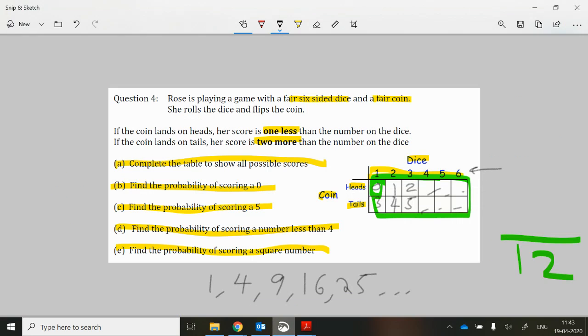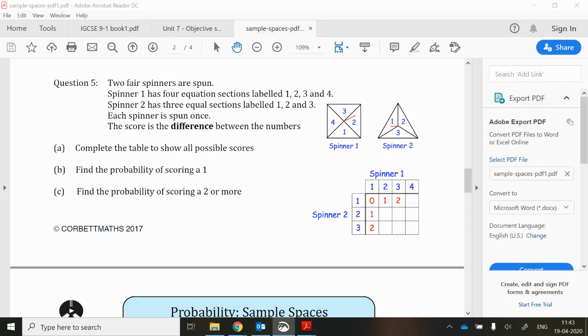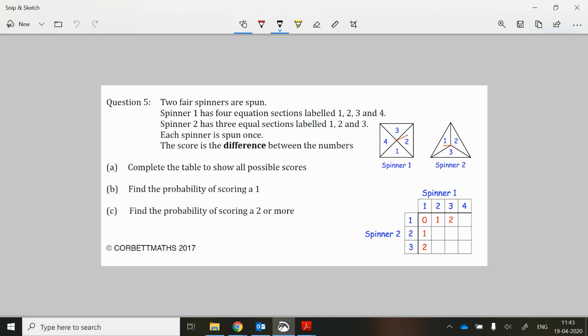Question 5. Okay, let's take this one here. And again, we have 2 fair spinners. So again, it's fair. So that's good. We can use one of these sample spaces. Spinner 1 has 4 equal sections labeled 1 to 4. So that's this one. And spinner 2 has 3 equal sections labeled 1 to 3. That's this one here. Each spinner is spun once.